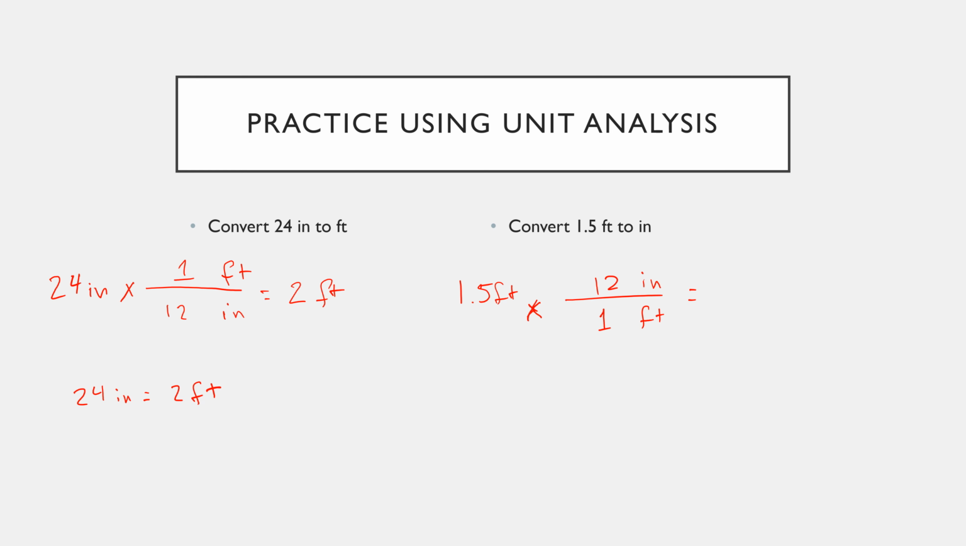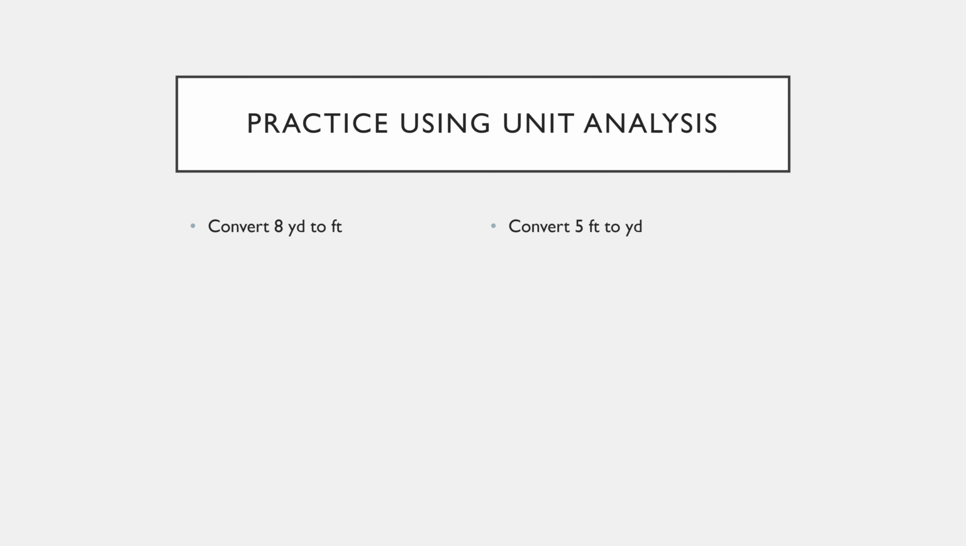So what this means is we're going to do 1.5 times 12, then divided by 1. So 1.5 times 12 is going to give us 18. So 1.5 feet is 18 inches. 1.5 feet equals 18 inches.